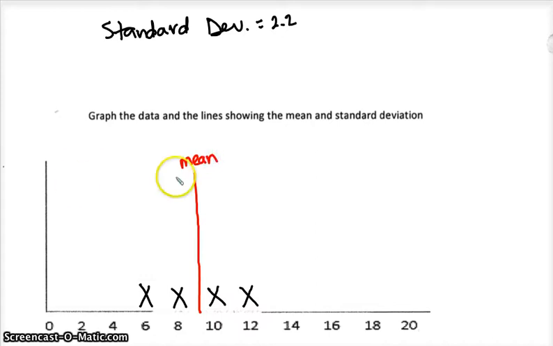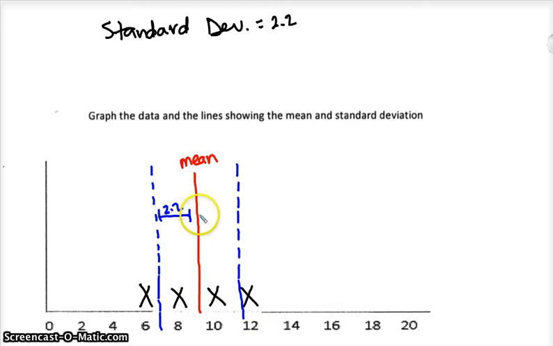And then my standard deviation is 2.2. So from the mean, I can move right 2.2, and that would take me out to about 11. And it'll take me left 2.2 from the mean, which is about at 7. So I've moved, again, 2.2 from the mean in either direction. What you can see here is that the standard deviation indicates the center of a set of data. It determines how spread out our data is.